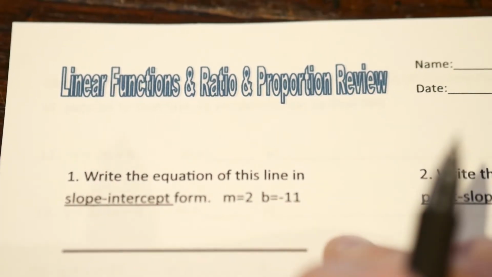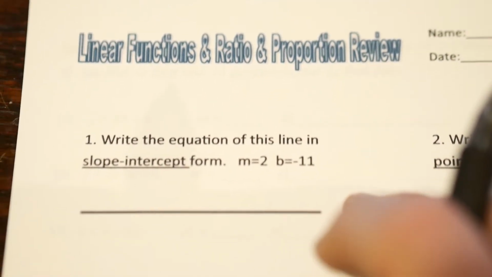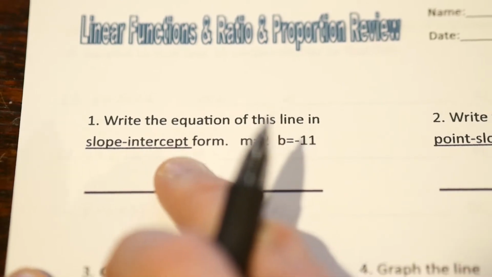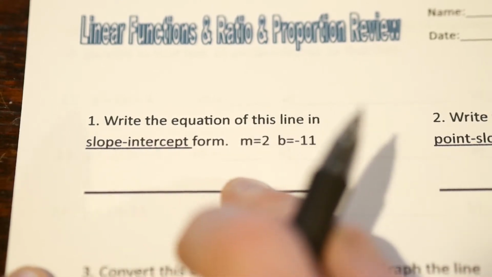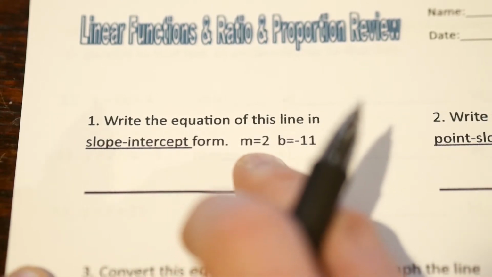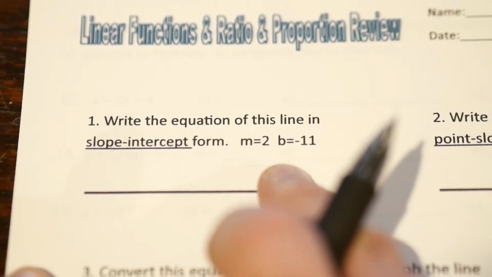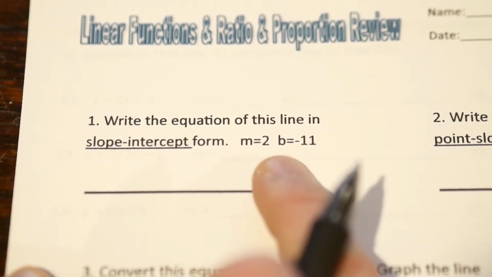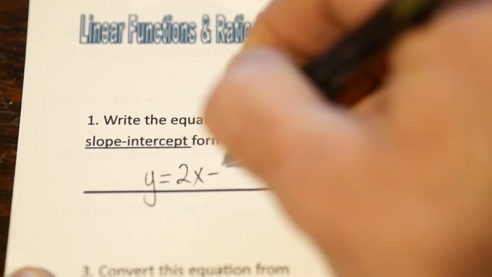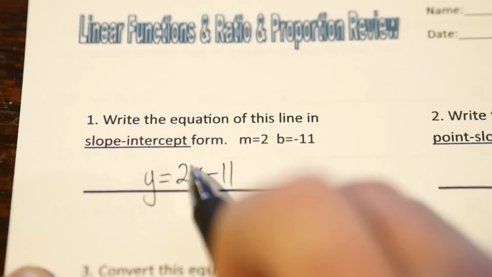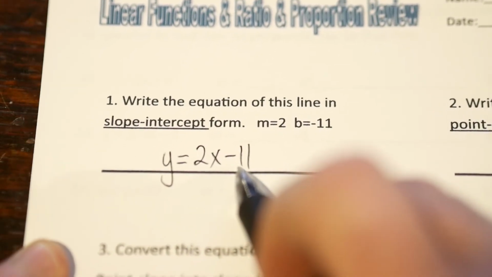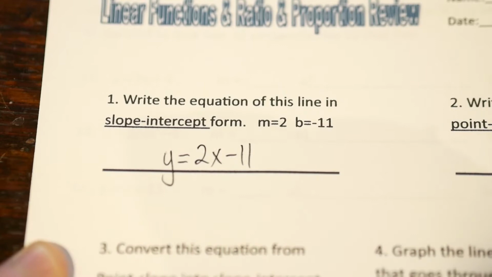Okay, we're going to be doing our linear functions and ratio and proportion review. All right, so the first one says to write the equation of the line in slope-intercept form. So we've got slope is 2, m is 2, and the y-intercept, b, is negative 11. So this is easy as it gets. Y equals 2x minus 11. Slope goes in front of the x. The y-intercept is the constant that goes out there like that.